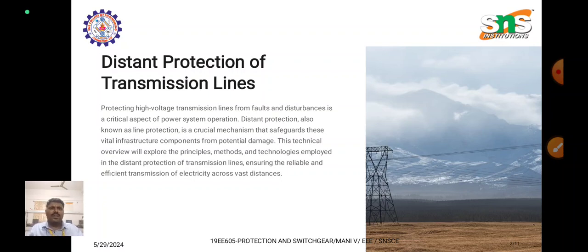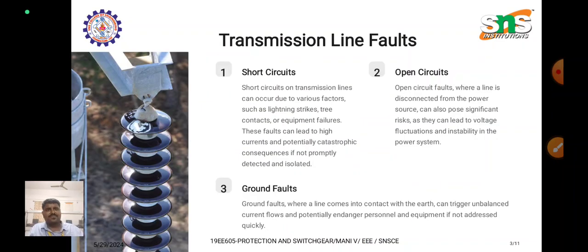This is mainly to protect the transmission lines from faults or some disturbance in and around the line. The distance protection is also known as line protection. It is very crucial to safeguard this infrastructure from potential damage. This technical methodology employed for the distance protection of transmission lines is important to ensure the reliability and efficient transmission of electricity across various distances.